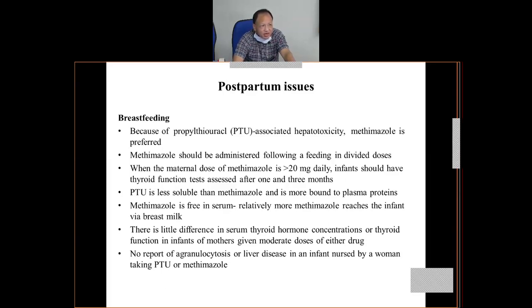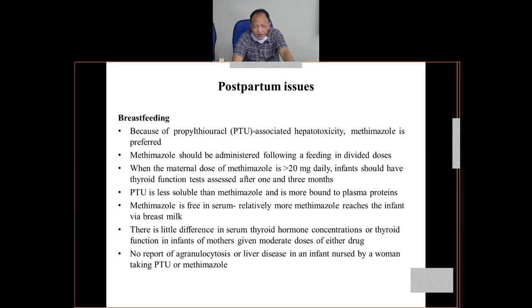PTU is less soluble than methimazole and is more bound to plasma proteins. Methimazole is free in serum, so relatively more methimazole reaches the infant via breast milk. However, it is not a contraindication to breastfeeding. There is little difference in serum thyroid hormone concentrations or thyroid function in infants of mothers given moderate doses of either drug, and no report of agranulocytosis or liver disease in an infant nursed by a woman taking PTU or methimazole. So that means PTU as well as methimazole can be used.